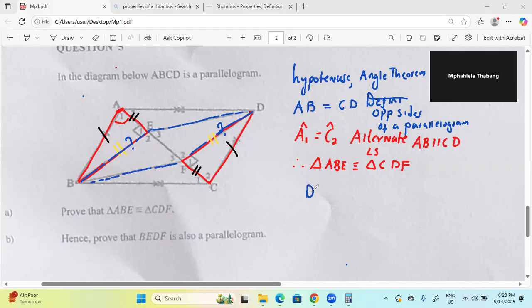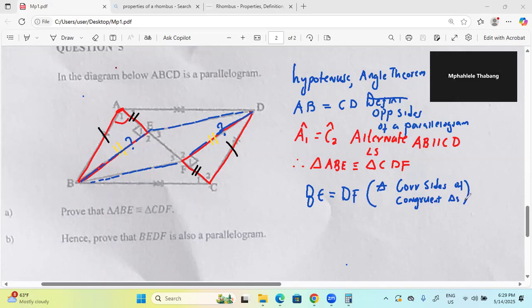So you say BE equals DF. Why? This comes from the fact that the triangle ABE is congruent to the triangle CDF. So you actually just say corresponding sides of congruent triangles. These are the corresponding sides of congruent triangles. So these two sides, BE and DF, are equal. So now I already know that BE equals DF.